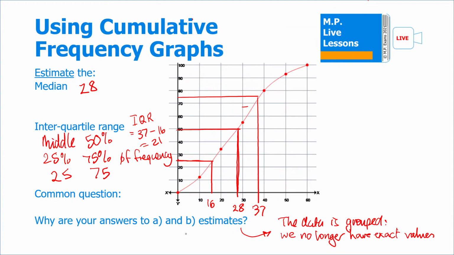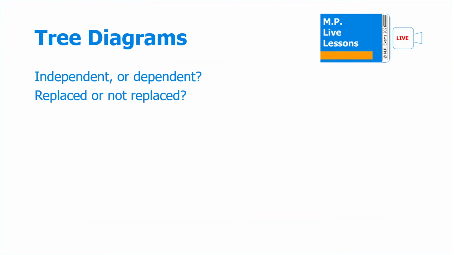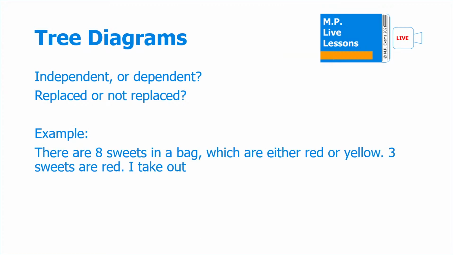Next is tree diagrams. And these can have a few variations. Like two of them would be with independent events, and these would come in the form of if something is replaced or not replaced. Example could be there are 8 sweets in a bag, which are red or yellow. 3 sweets are red, and I take out, let's say, a red, eat it, then take out a yellow. And then you calculate this probability.